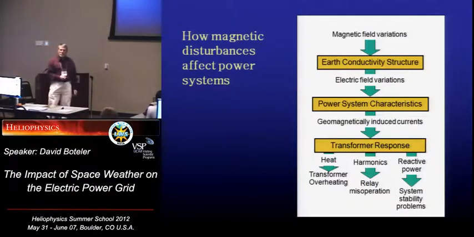Right, so now I'm going to get onto more specifics about all of the space weather side of things, about how you get the problems on the power system. So here's the chain of events. You start off with some magnetic field variations, and we'll look at the different characteristics, different types of variations. And then they produce electric fields at the surface of the Earth. And we'll show that the conductivity of the structure of the Earth affects that. And then you're getting more into the details of the power system that determines the geomagnetically induced currents. And then I'll show you how the transformer response leads to various effects on the system.